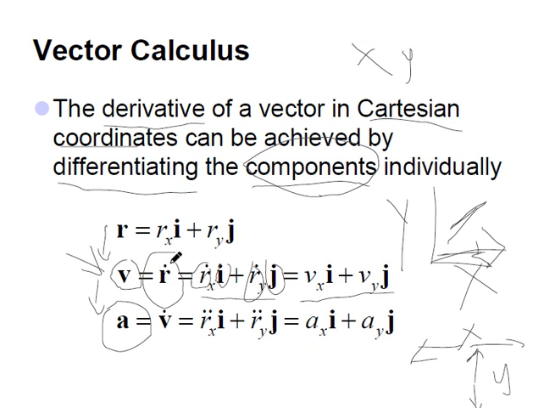And don't forget our dot. A little dot over the position will give you velocity. A little dot over the velocity is going to give you a. It's just a way of writing it.